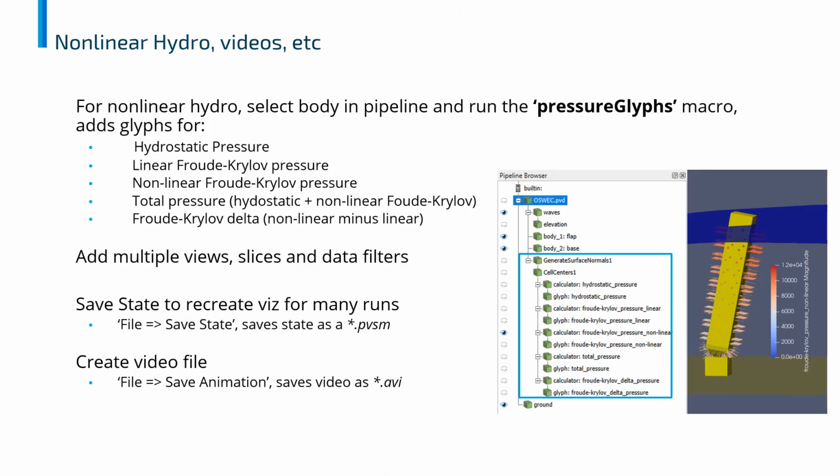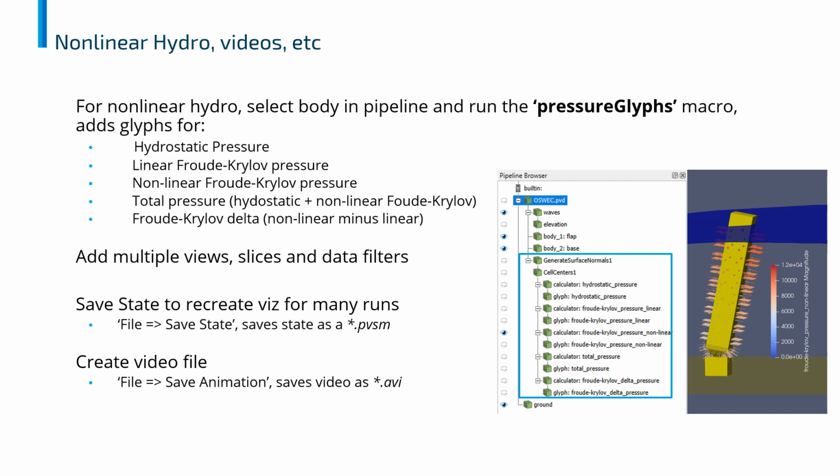There are multiple different options and features within ParaView, including the nonlinear hydrodynamics, video export, save state feature, etc. So first, for the nonlinear hydrodynamics, the body can be selected in the pipeline, and the pressure glyphs macro run to add glyphs for the hydrostatic pressure, the Froude-Krylov forces, etc. These can be seen on the right-hand side there. Specifically, the Froude-Krylov pressure force is plotted there.